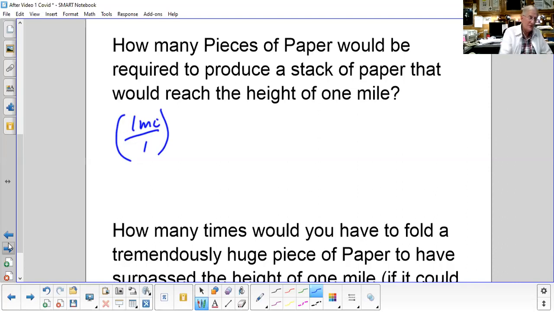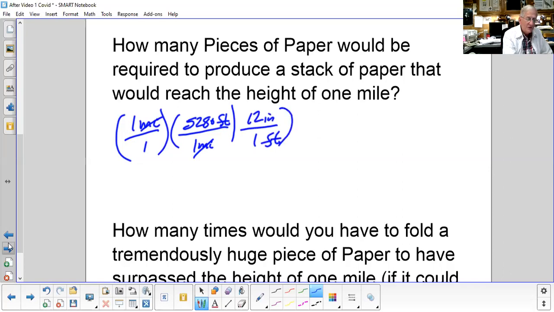So let's do this. Let's convert to 5,280 feet per every 1 mile. Okay. Miles will cancel. I need to get feet down into inches. So I've got to do what? Feet goes to the bottom. For every 1 foot, there are 12 inches, right?